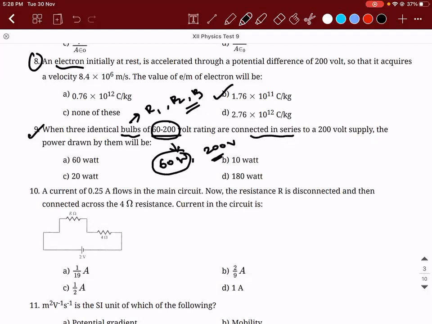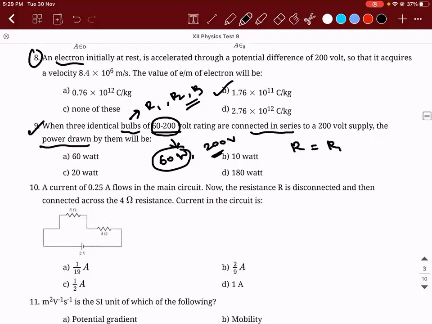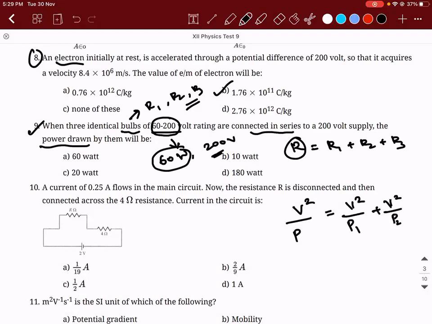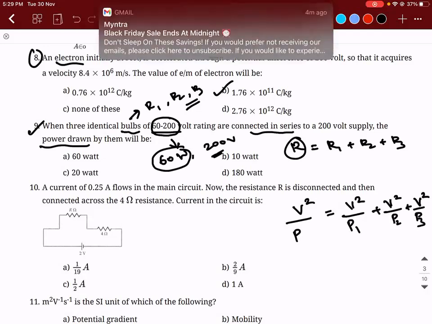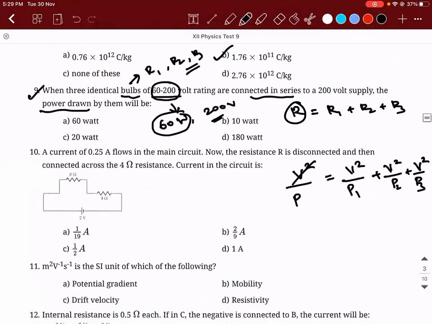When they are connected in series, what will happen to the resistances? The equivalent resistance. So they asked what is the power drawn? The equivalent resistance is R1 plus R2 plus R3. But how can you write R in terms of power? V square divided by P is equal to V square divided by P1 plus V square divided by P2 plus V square divided by P3. All the three are going to have the same value of V, so cancel it. 1 by P is equal to 1 by P1 plus 1 by P2 plus 1 by P3. This is the formula for the equivalent power when the bulbs are connected in series.